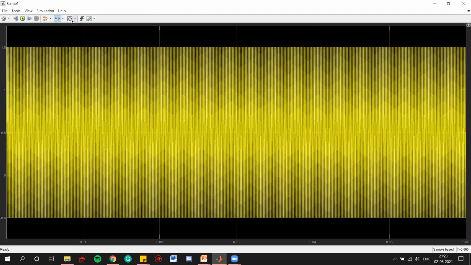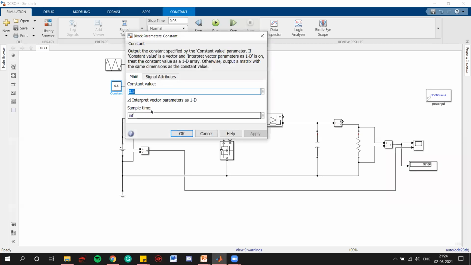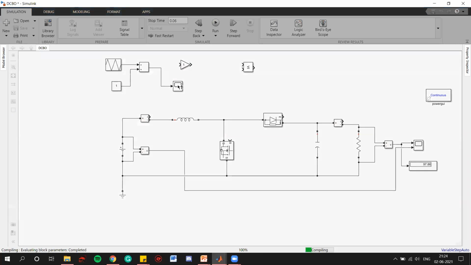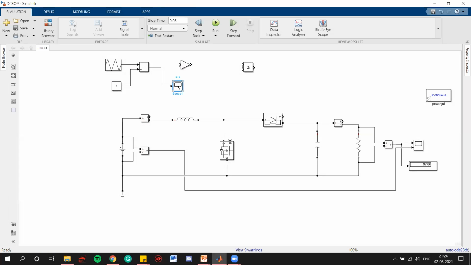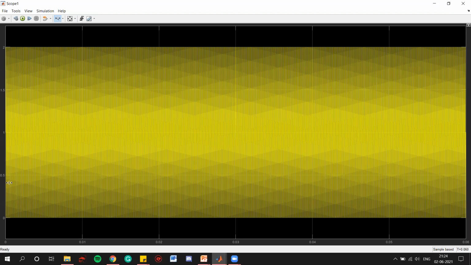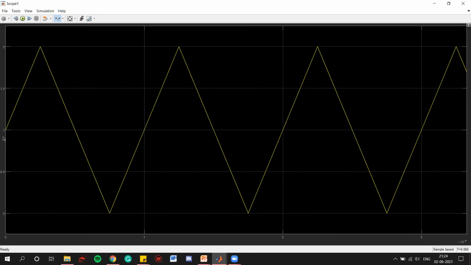So now, as we can see, it will start from, okay, so let's keep here 1. I forgot that the amplitude was 1. So let's put the amplitude as 1. So now we can see everything is greater than 0. Waveforms will remain same. So now it will go from 1 to 2 to 0, right?